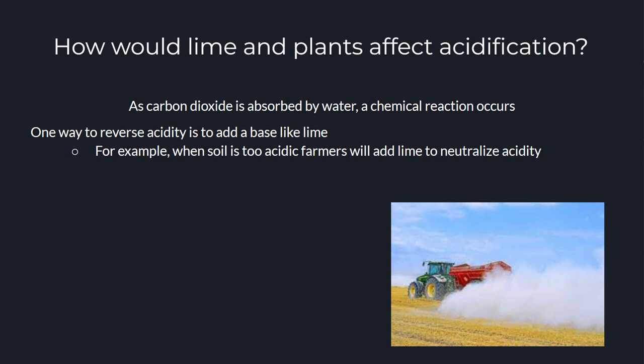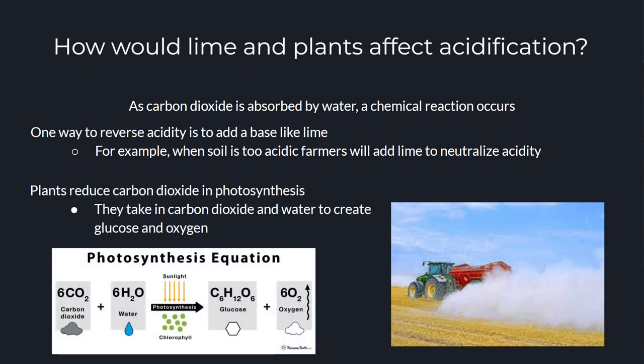Another way to reverse acidity is to limit carbon dioxide from increasing the amount of hydrogen ions. Plants use carbon dioxide in photosynthesis and then expel oxygen. If the plants use the carbon before the chemical reaction occurs, the water won't acidify.